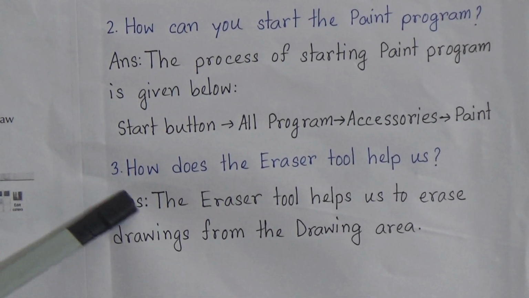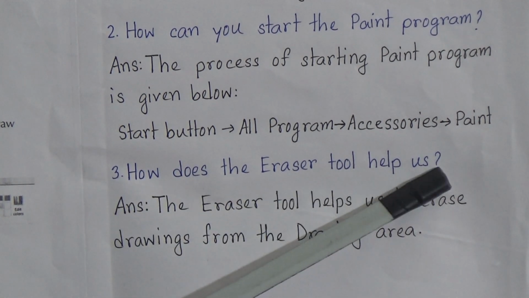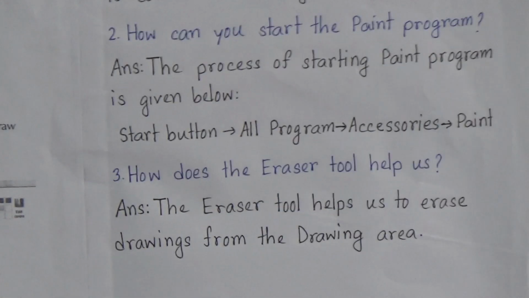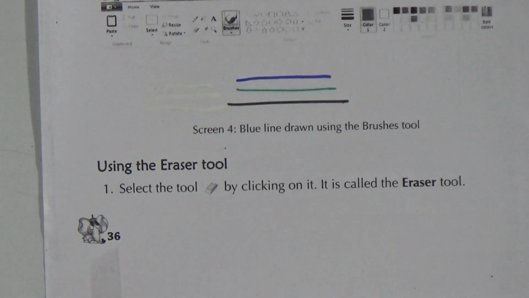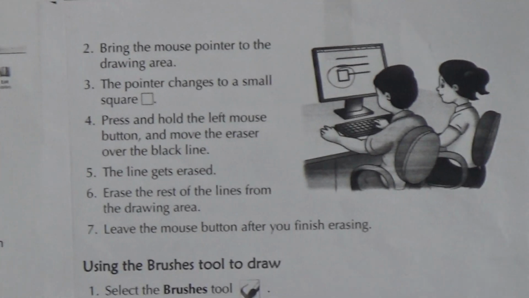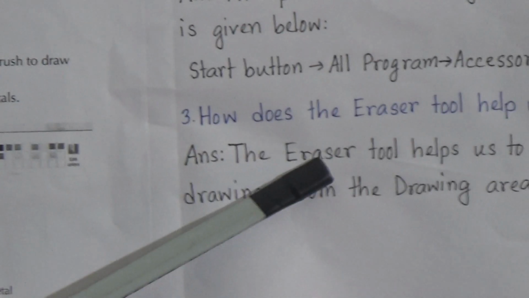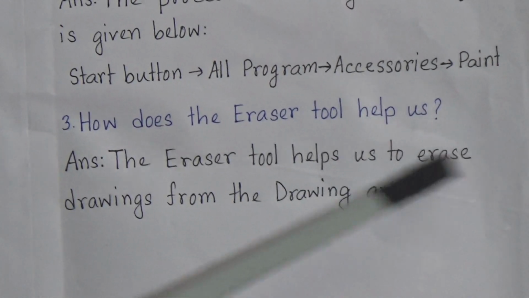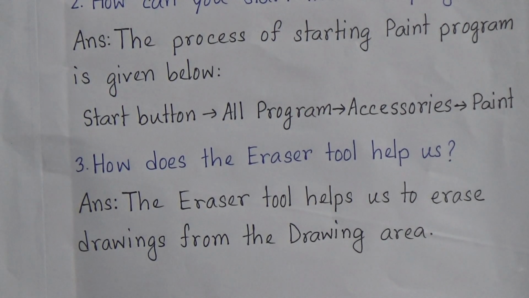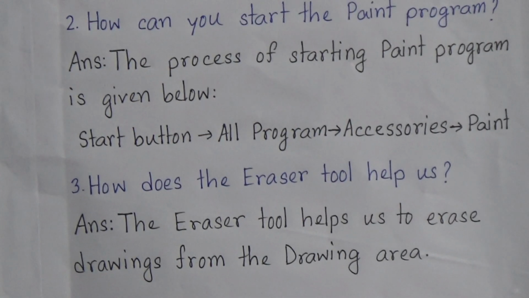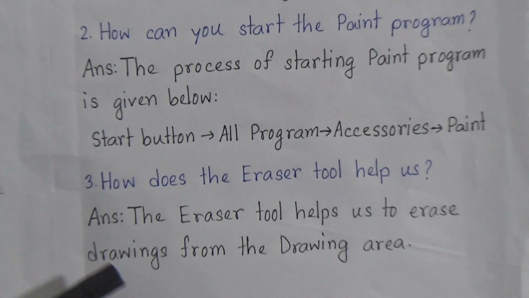Now question number 3, how does the eraser tool help us? So how does the eraser tool help us? Now page number 36, eraser tool help us to what? 36 and 37, you can get your answer. The eraser tool helps us to erase the drawings from the paint screen. So our answer is, the eraser tool helps us to erase drawings from the drawing area. So there are 3 short questions, and these 3 short questions will be your homework.